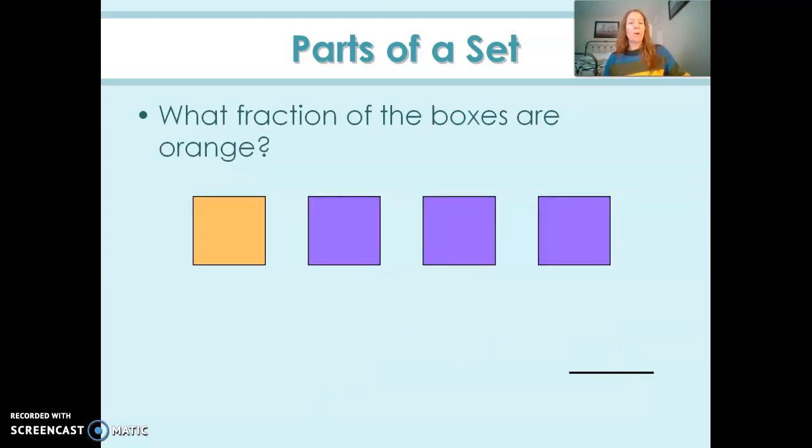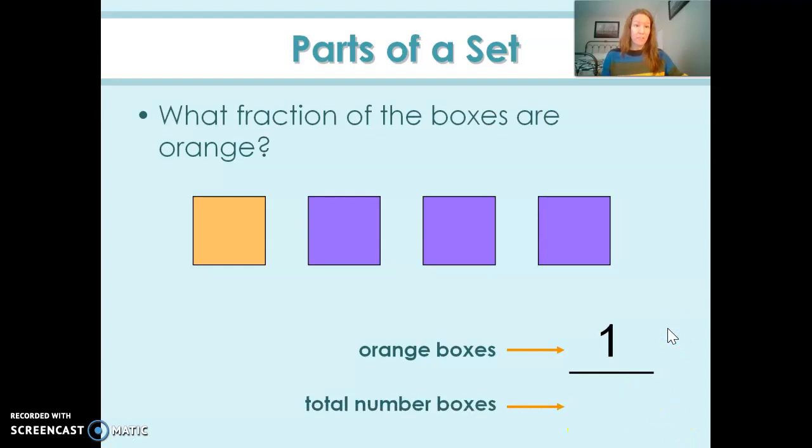So what fraction of the boxes are orange? So we're talking about the numerator now. So that's the top number here. There's one orange box. And do you remember what the bottom part's called? The denominator. And that is the total number of boxes. And how many boxes are there altogether? 1, 2, 3, 4. So this fraction is 1/4.